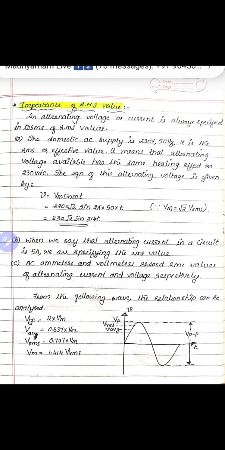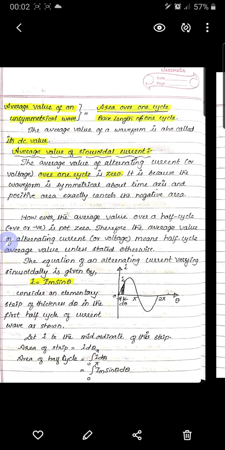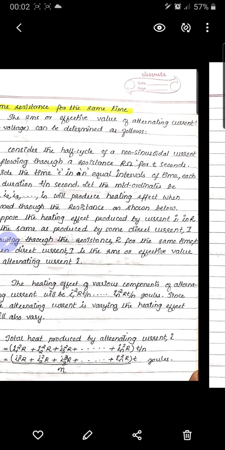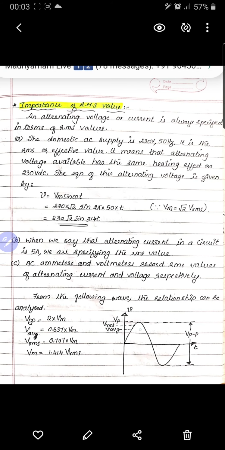So if you are considering a waveform, we can say these are all the values. This is the peak value. Here we can say that 63.7% is the average value, almost 70% is the RMS value, and peak to peak is nothing but from positive peak to negative peak.